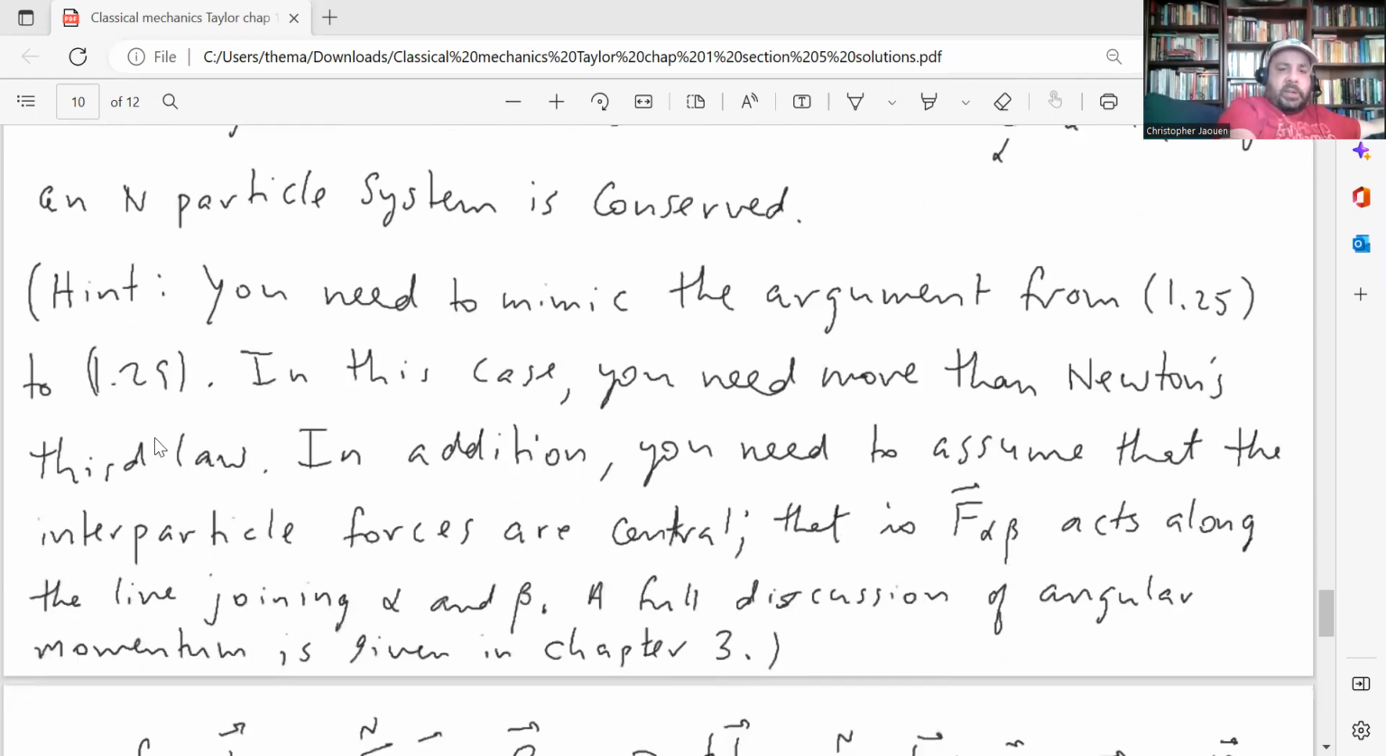He also gives you a hint here. He says you need to mimic the argument from 1.25 to 1.29. In this case, you need more than Newton's third law. However, in addition, you need to assume that the interparticle forces are central. That is, F alpha beta acts along the line joining alpha and beta. A full discussion of angular momentum is given in chapter 3. All right.